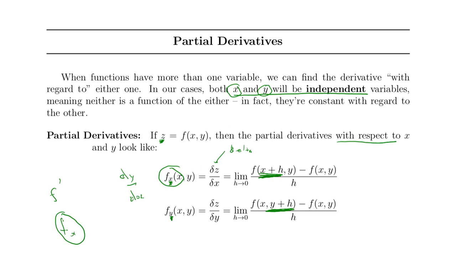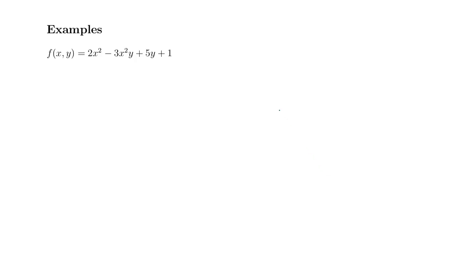Just keep in mind the fact that when we're looking at a partial derivative with regard to x, y is not changing. All right, here's an example. Let's find the two partial derivatives here. Maybe I'll do the partial derivative with regard to x in blue, and I can do the partial derivative with regard to y in red.